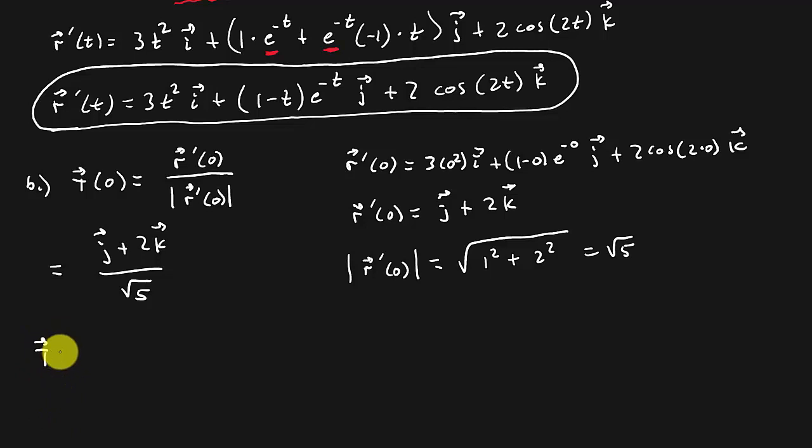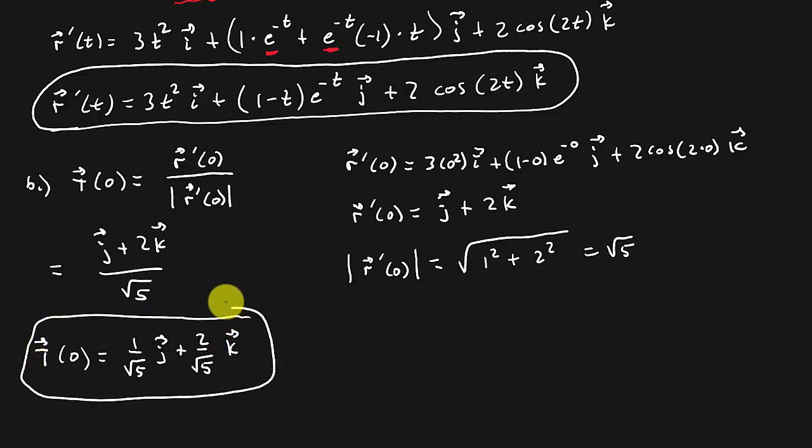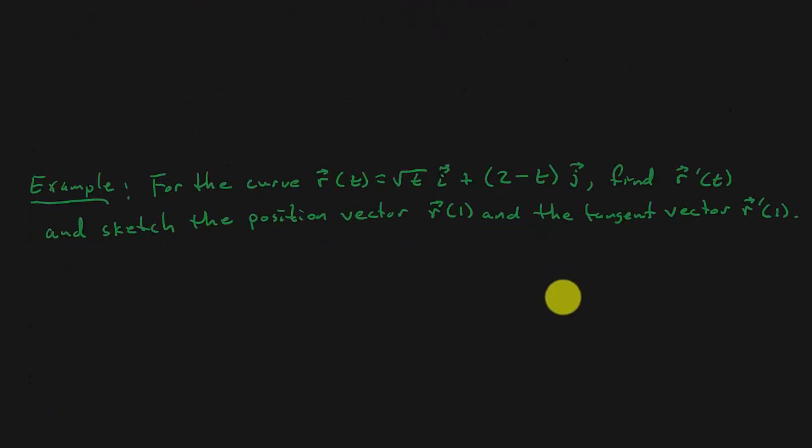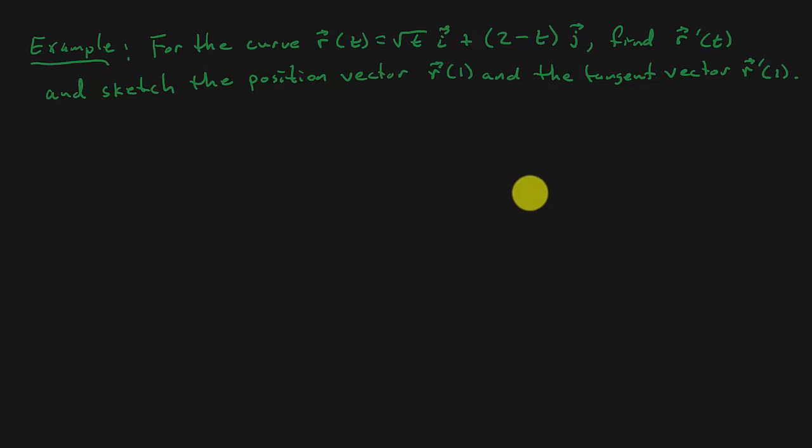So we get the unit tangent vector at 0 is 1 over square root of 5 times vector j, not i, plus 2 over square root of 5 times vector k. And this is square root of 5. And so there's your unit tangent vector at t equals 0. All right, so that's easy enough. Not really doing much different, just some more formulas we've got to know.